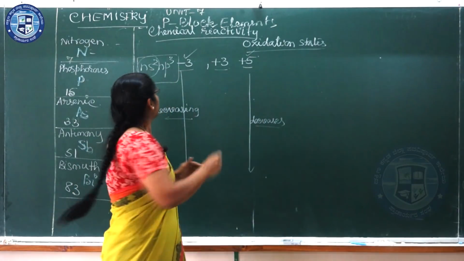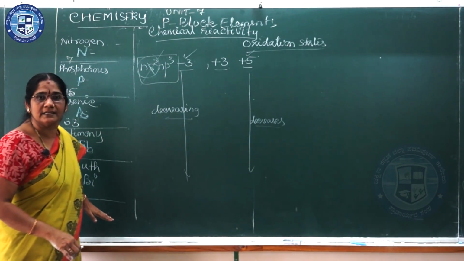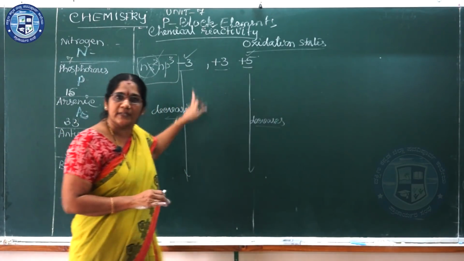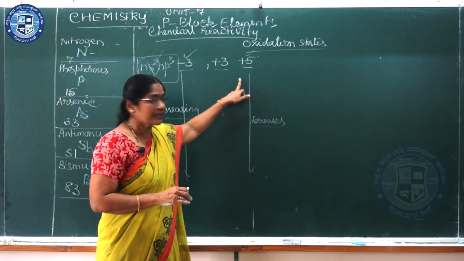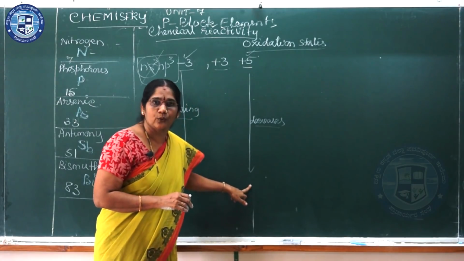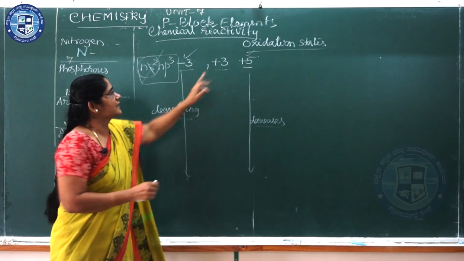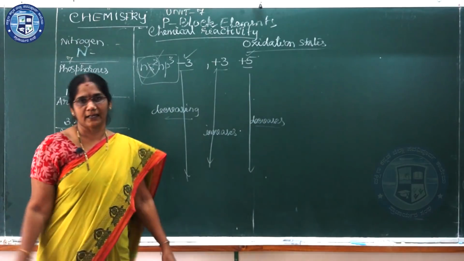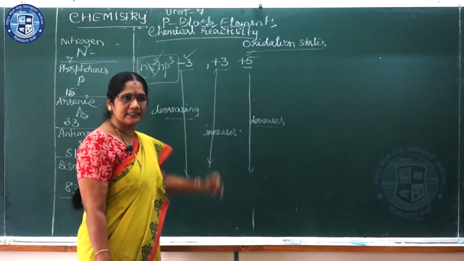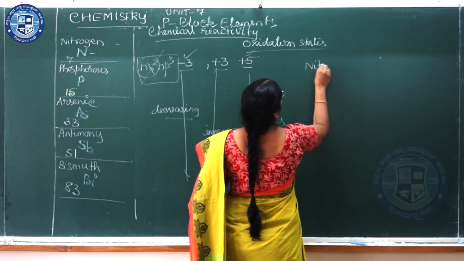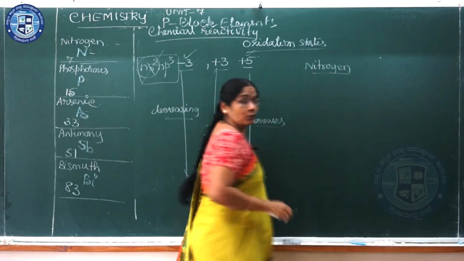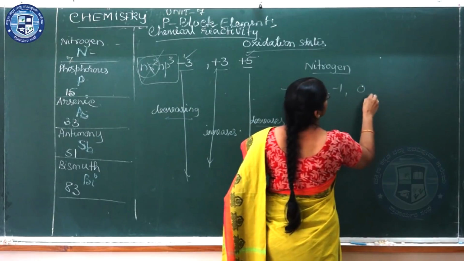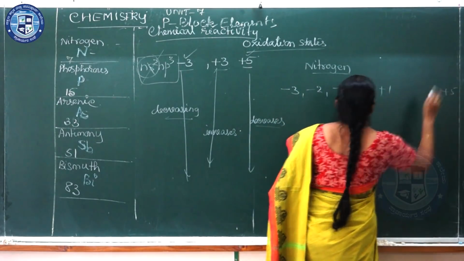So as you move down, these 2 electrons in the heavier elements are not taking part in the reaction, they are reluctant, and therefore the tendency of these elements to exhibit +5 oxidation state goes on decreasing down the group, and therefore the tendency of +3 goes on increasing down the group. So this is about the common oxidation states. Now coming to nitrogen, nitrogen exhibits various oxidation states starting from -3, -2, -1, 0, and from +1 up to +5.